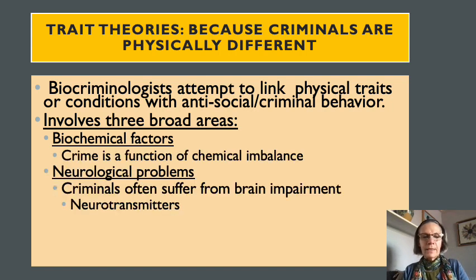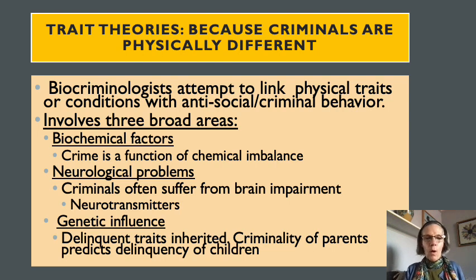Let's put all three of these areas up at the same time, and then we'll walk through them. One thing they look at is biochemical factors. They basically say that crime is a function of a chemical imbalance in one's body. That could be environmental contaminants such as lead. We know that if you consume lead, it has an impact on your brain development, in particular impulse control. Hypoglycemia, low blood sugar, can be linked to drug abuse. People with lower blood sugar are more likely to be involved in drug abuse, and because of that biochemical factor, you're more likely to use and be irrational in your actions.